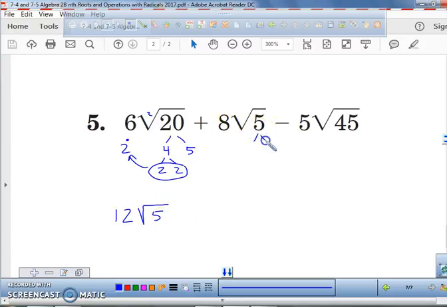Now, what does the 5 break down to? A 5 and a... Oh, guess what we can't simplify? We can't simplify this, so that just becomes what? We're going to put plus 8 radical 5.